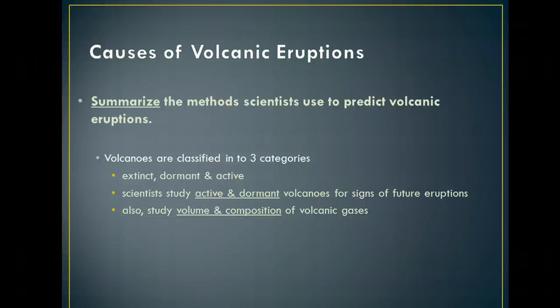Okay, so causes of volcanic eruptions. Volcanoes are classified into 3 categories: extinct, dormant, and active. Extinct means they're done, they're dead, nothing's happening. Dormant means they're kind of sleeping, kind of hibernating. And an active volcano is one that is actively erupting. There's stuff coming out of it. Scientists study active and dormant volcanoes for signs of future eruptions. They're always trying to predict when one is going to erupt. They also study the volume and composition of volcanic gases.